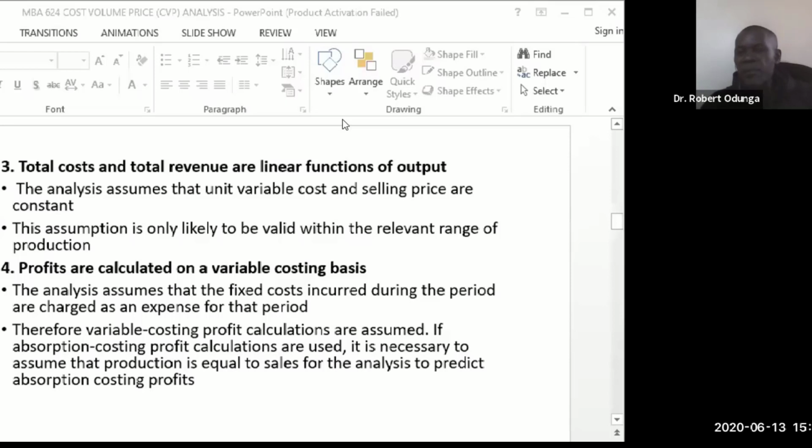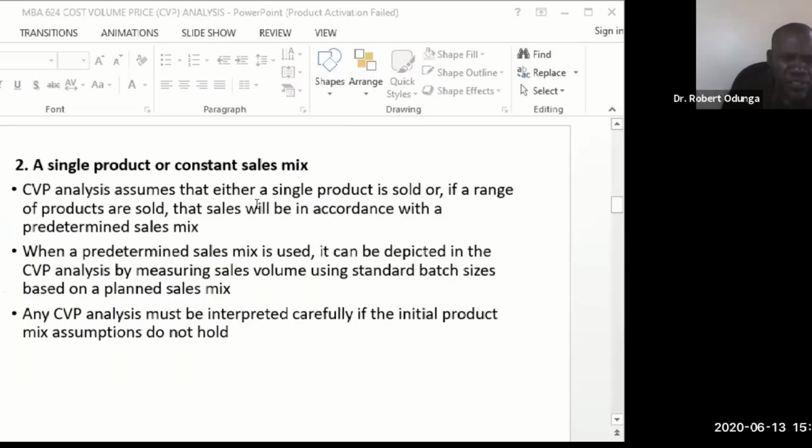You don't expect profit and selling price to be the same throughout. And this is where you come in as a manager. You remember there was a question asking about the profit; let me take you back to the question.